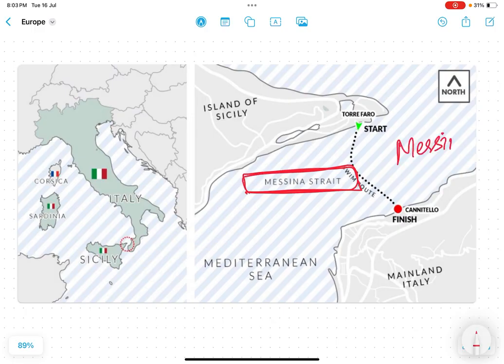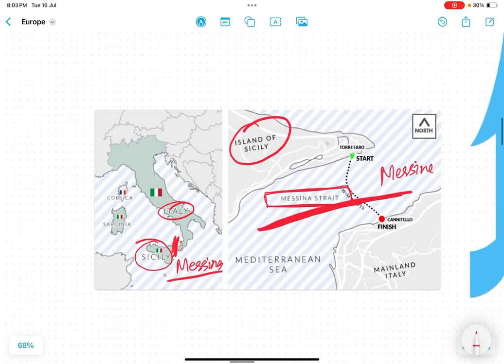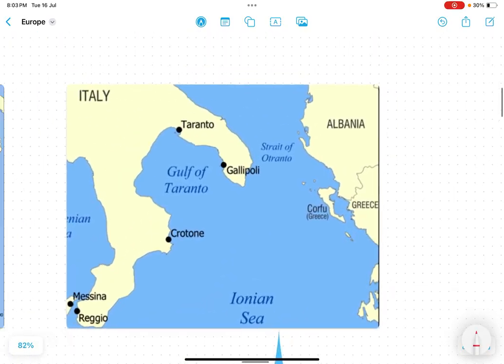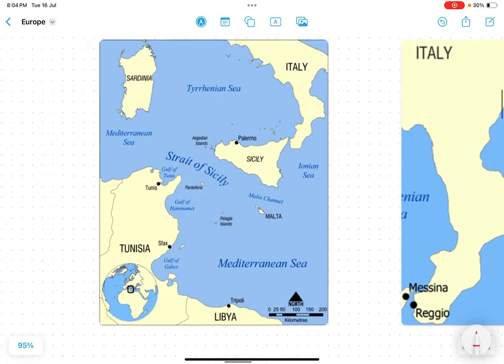Then we have another important strait, that is the Strait of Messina. So this region is called the Messina Strait. This is between Sicily, as you can see here, and Italy. Right? Next we have another important one, we have already studied that this is between the Adriatic and Ionian. It is the Strait of Otranto. Right? Let's go to the next.